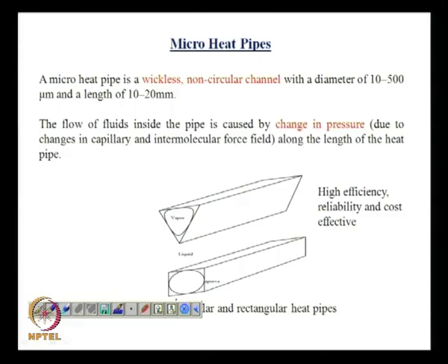So, now let us see what is a micro heat pipe. It does not have a wick, it is a non-circular channel. In fact, you have to provide corners where you would let the liquid undergo a change in the radius of curvature. The diameters are between 10 to 500 micron, and the length could be a few centimeters. And the flow inside the heat pipe is caused by a change in the radius of curvature. In fact, a change in pressure caused either by a change in curvature or by intermolecular force gradients.